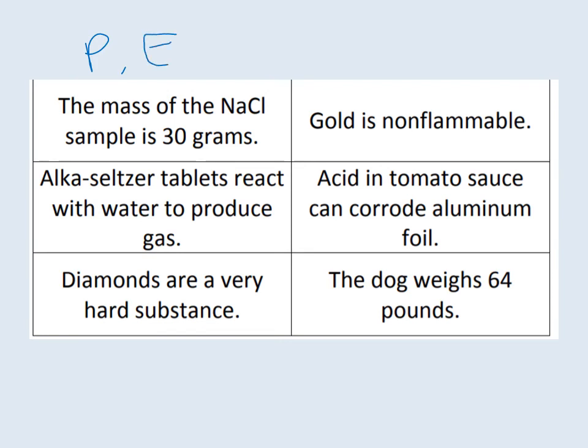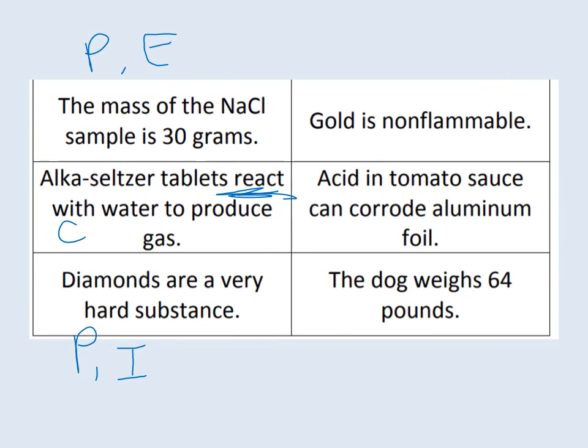Alka-Seltzer tablets react with water to produce gas. React, it's a chemical property. Diamonds are a very hard substance. Well, you can tell diamonds are hard by touching them. That's not a chemical change. So that's a physical property. And then let's think about the next part, intensive or extensive. If I have a diamond that size, or if I have a big old rock, are they both really hard? Yes, they are. All diamonds are hard to the touch, no matter the size. So that is an intensive property.